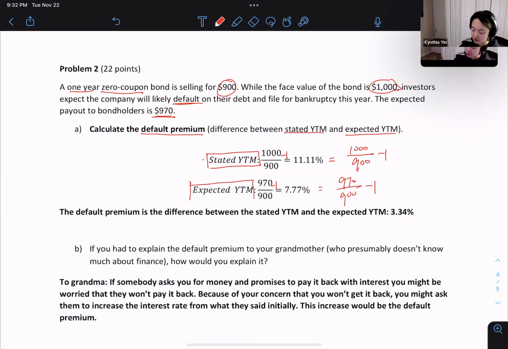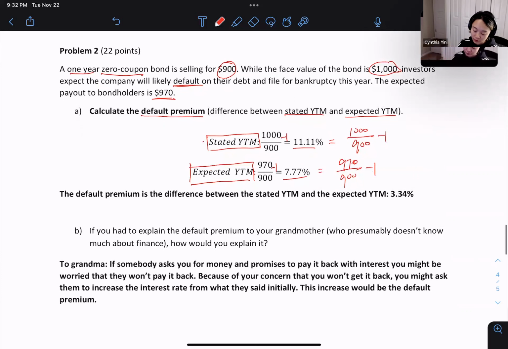And here, the expected yield to maturity equals $970 divided by 900 minus 1. It comes from after your rigorous research: you expect the firm to default and you expect to only collect $970. So within your expectation, the yield to maturity is lower than what is stated, or quote unquote promised by the issuer. It's only 7.77%. The default premium is the difference between the stated YTM and the expected YTM, which equals 11.11% minus 7.77%, and you get the result 3.34%.